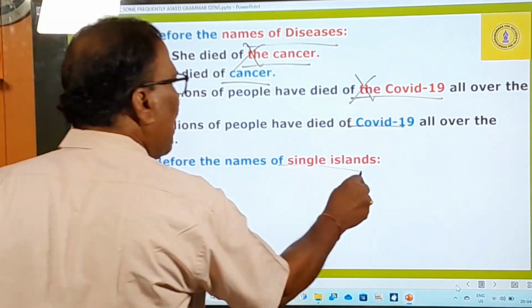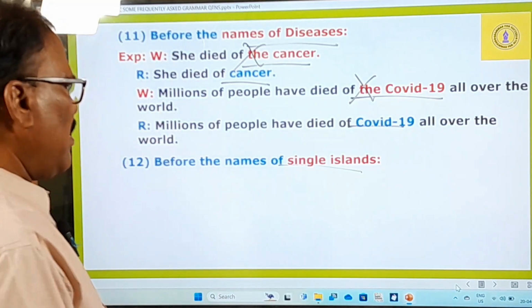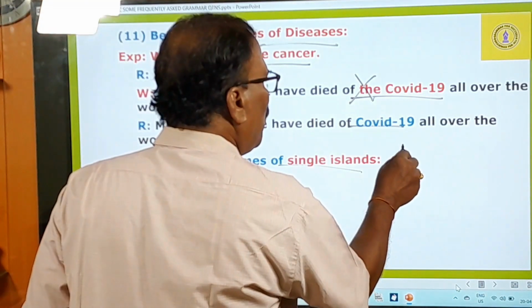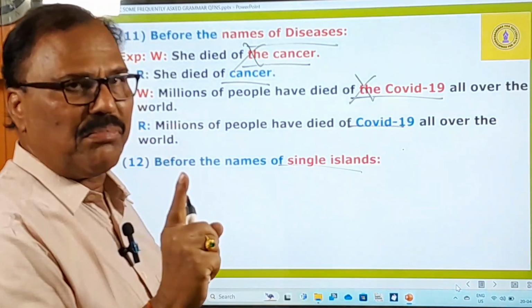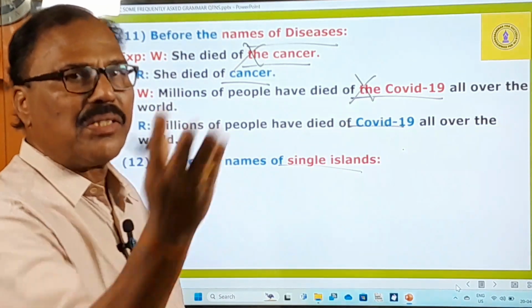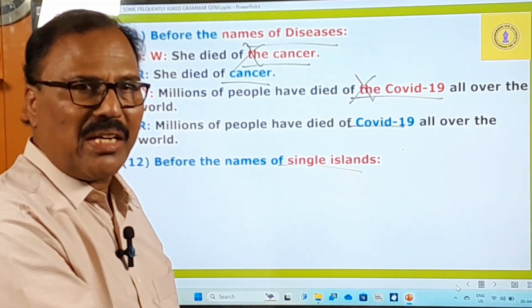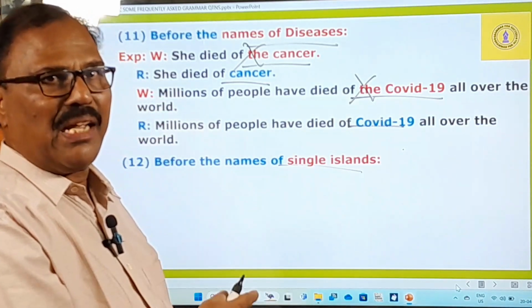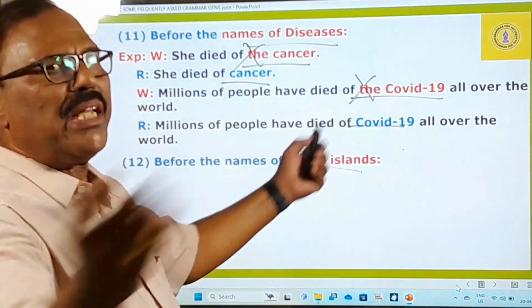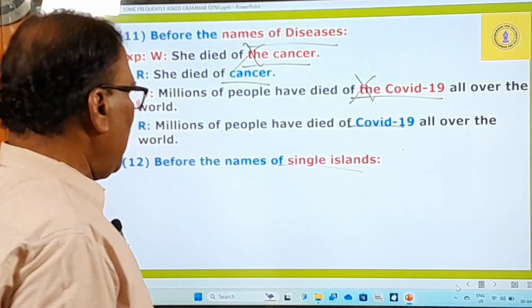Before the names of single islands. Single islands means there should be only one island and that island should have one name. Sri Lanka is a single island. Australia is a single island. Sumatra is a single island. Java is a single island. Elba is a single island. Before the names of single islands, we should not use any article.